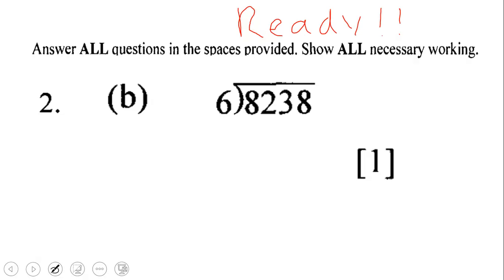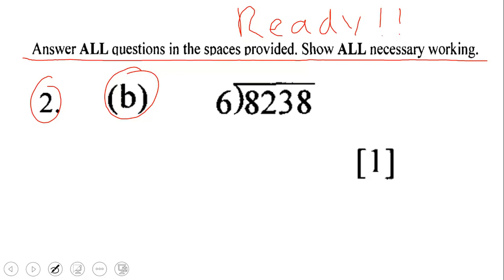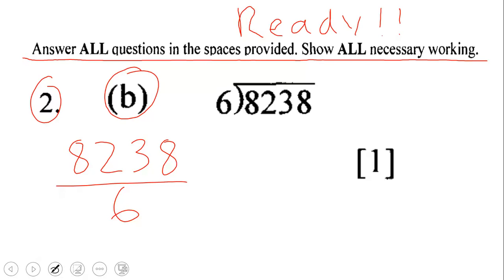We begin by reading the instructions. The instruction reads as follows: Answer all questions in the spaces provided. Show all necessary working. Now this question, question 2b, is actually a division problem. The question wants us to divide 8,238 by 6.